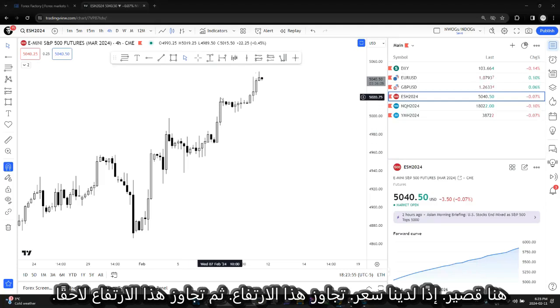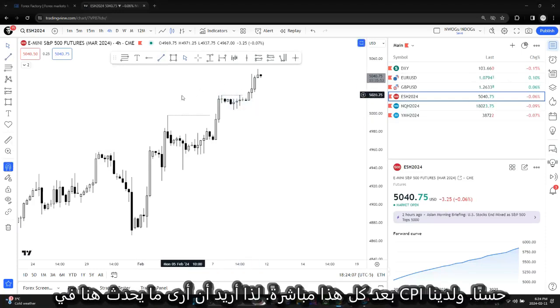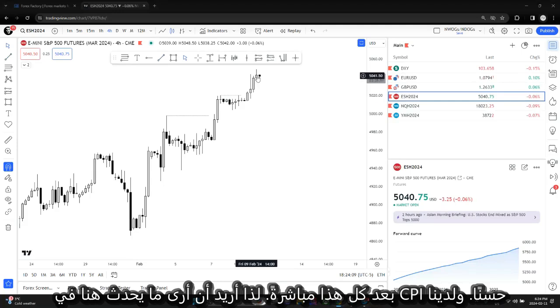And again, taking out anyone that was short here. So we had price clear this high, and then clear this high afterwards, right? And we have CPI right after all of this happened.